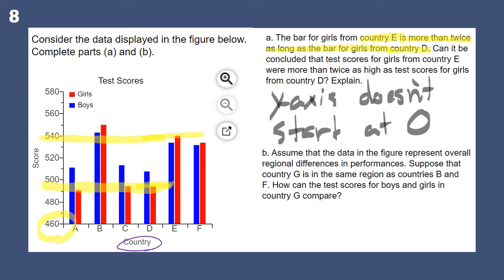Part B says, assume that the data in the figure represents overall regional differences in performance. Okay, so the ups and downs are supposed to say, are we showing something consistent? And it says, imagine that country G is right next to country F. Suppose country G is in the same region as B and F. So I'm looking at B and F.